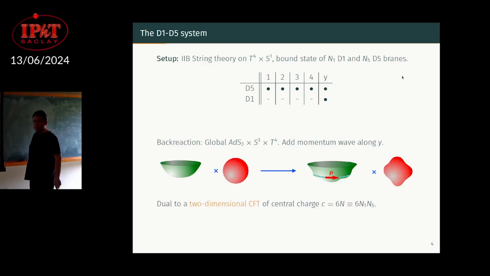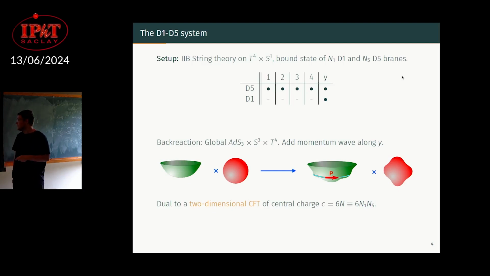And when you consider this system and you look at it in supergravity, you can compute the backreaction, and you find that what you obtain is global AdS3 times S3 times T4. So this is the ground state of the theory. Now you can add excitations, for example, momentum waves, and you get deformations of the geometry when you backreact. This whole system is dual to a two-dimensional CFT.